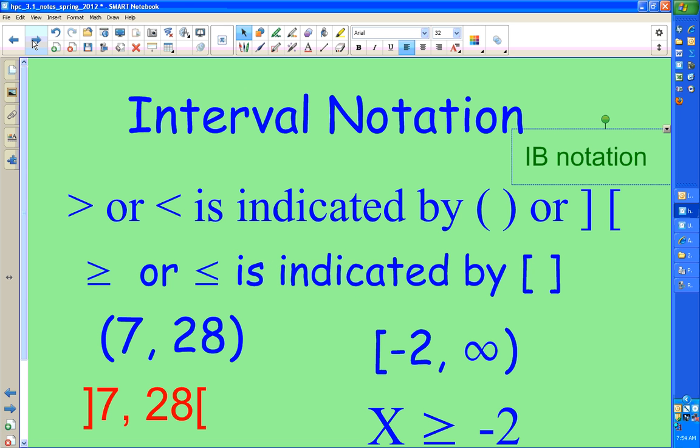This is new. The interval notation that we're going to be using is an IB notation. The calculus class is now using it. I think that's what they're using on the AP test. So we want to make sure that we're getting the idea of interval notation. And in the IB, we're going to be using brackets. So this is the way I want to go.